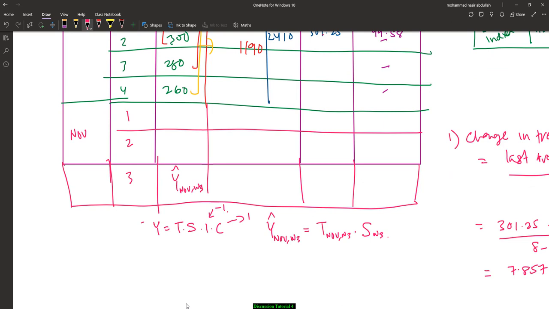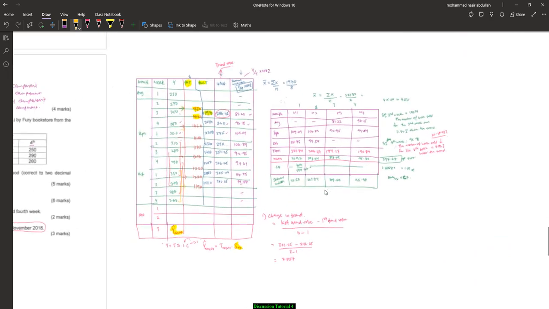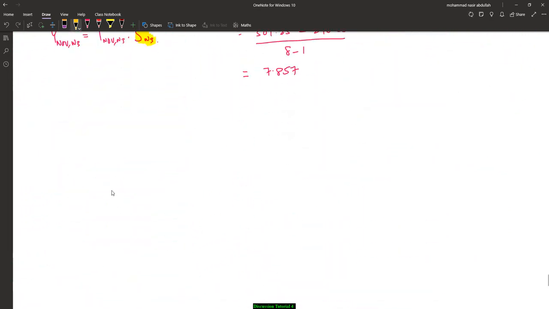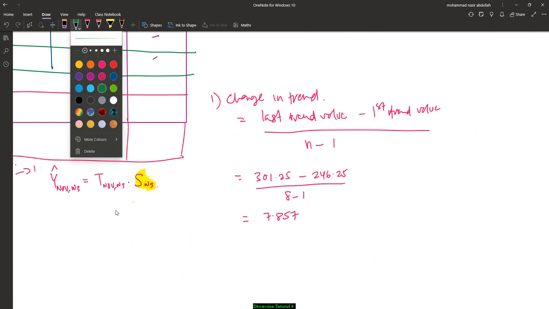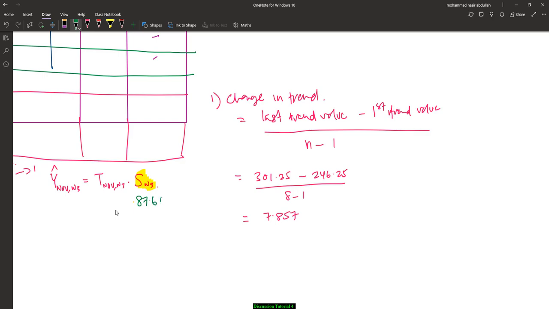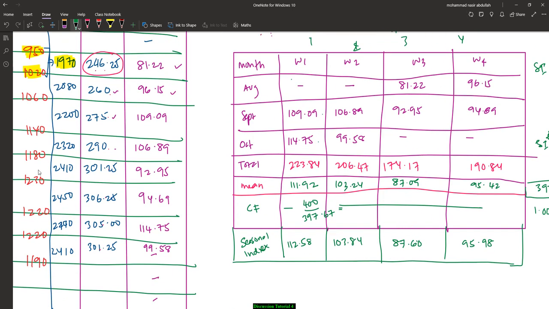So now we want to find the value here. In order to find this value, we already know the value of seasonal index week number 3. What did we get for seasonal index week number 3 earlier? 87.60. So we put it here. 87.60. This is the seasonal index for week number 3. We take it from here, week number 3, seasonal index 87.60.